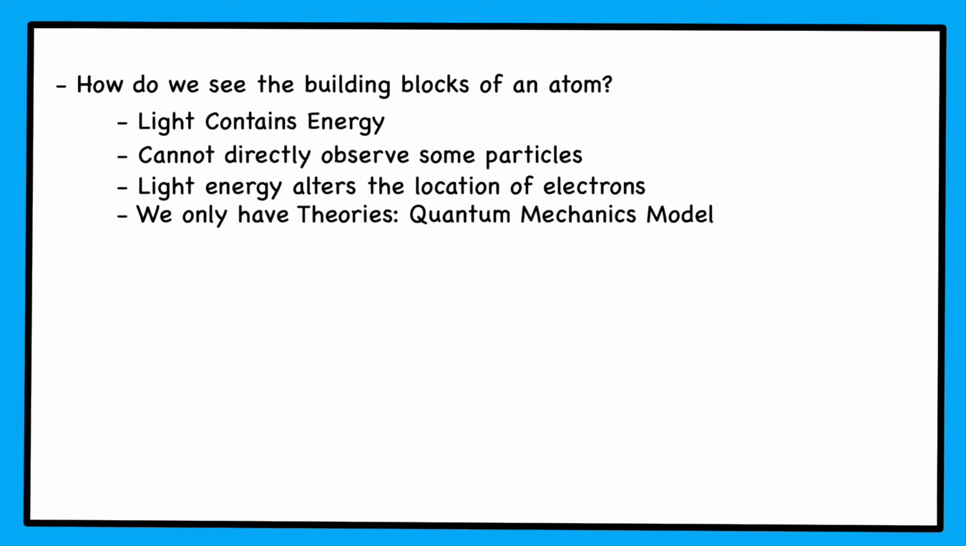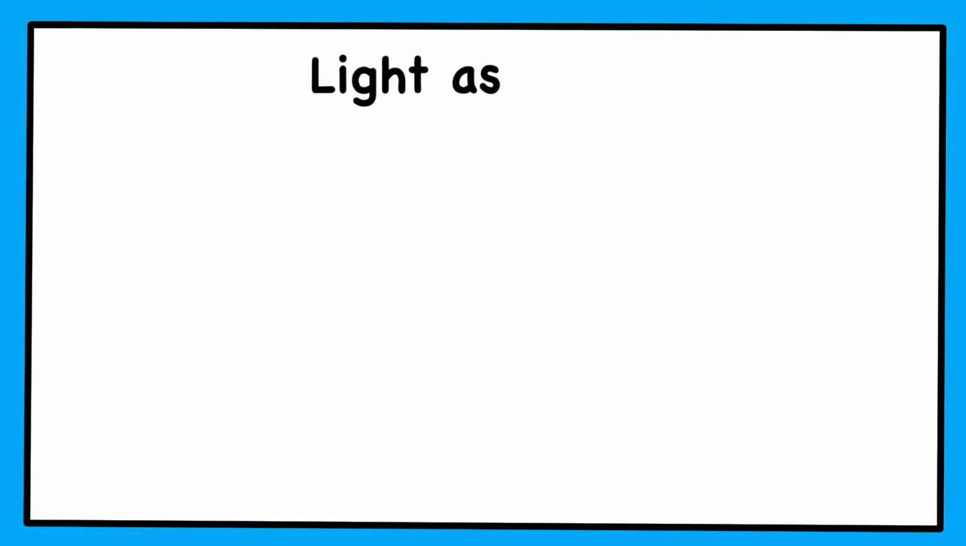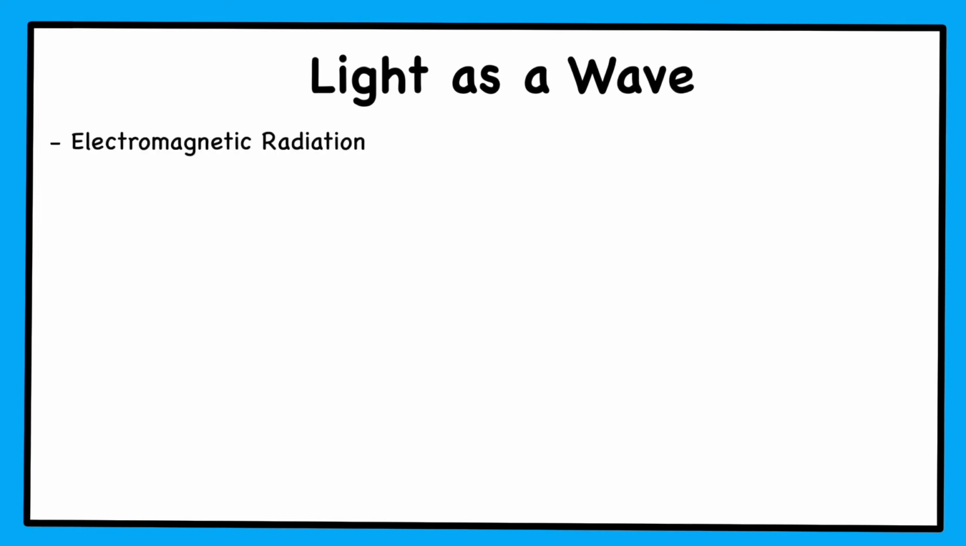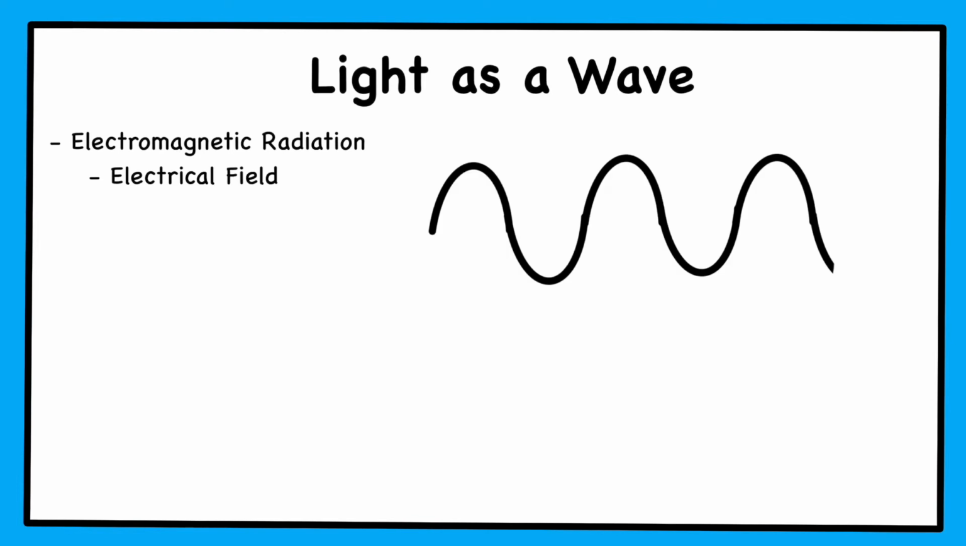In order to start to understand the nuances of this model and why we theorize that electrons behave the way we think they do, we must first understand the nature of light, both as a wave and as a particle. To understand the duality of the nature of light, we first need to explore light as a wave. Light is a form of electromagnetic radiation. This means light energy contains both an electrical field, where electrically charged particles experience a force, and a magnetic field, where magnetic particles experience a force. These two fields orient themselves perpendicular to each other.